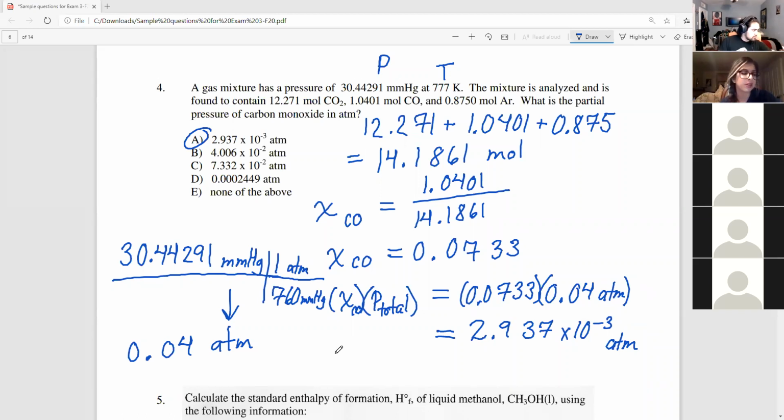Okay, so they also gave you the temperature here. So does that matter? No. It doesn't matter, right? For our partial pressure equations, we don't use that. Okay.